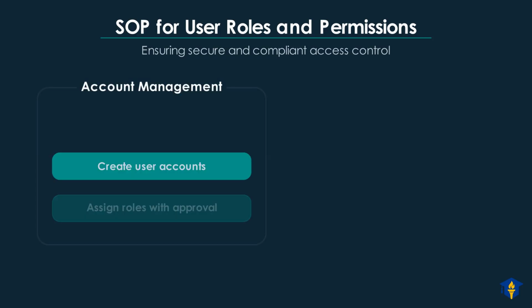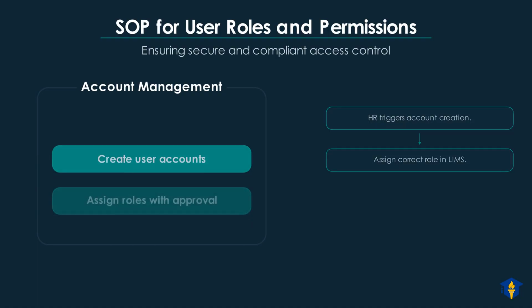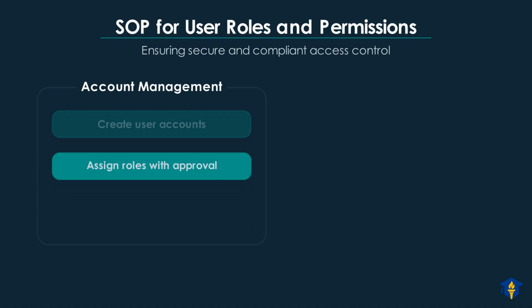Next, we move to the crucial phase of user account management within LIMS. The process involves efficiently creating new user accounts as needed for personnel. Typically, the HR department initiates the request for new account creation in the system. It's critical to assign the correct predefined role to each new user in LIMS. All role assignments must be carefully conducted with proper authorization and approval. Both the supervisor and QA personnel must approve each role assignment for security.